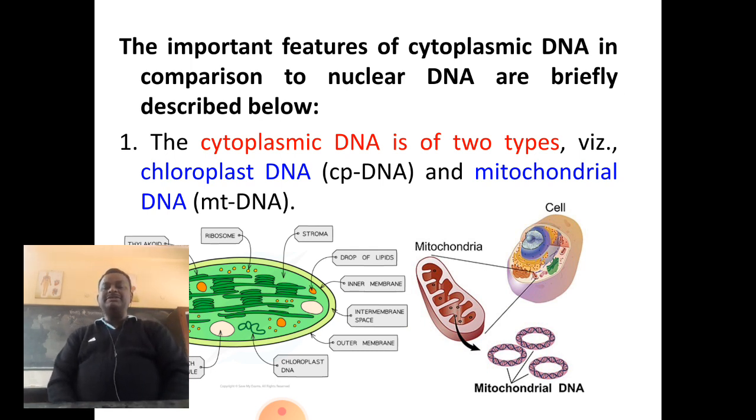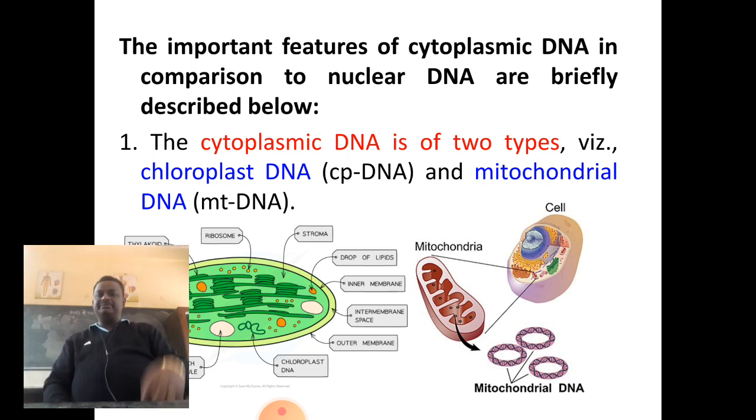The important features of cytoplasmic DNA or cytoplasmic genes are as follows. Otherwise, it is a comparison that we bring about between the DNA present in the cytoplasmic region as well as the nuclear region. So, this is the comparison between the plasma genes and nuclear genes overall.